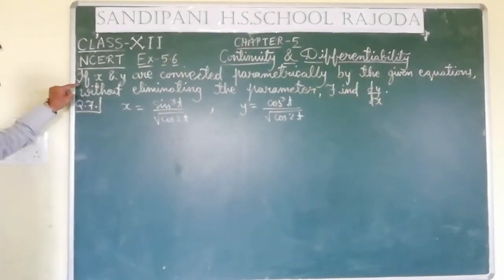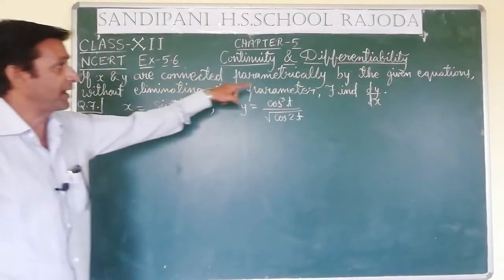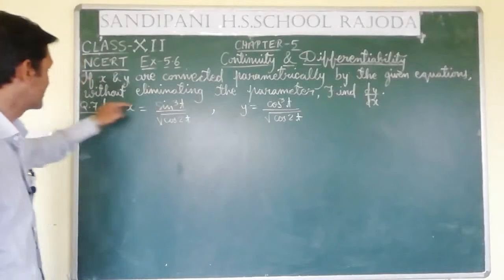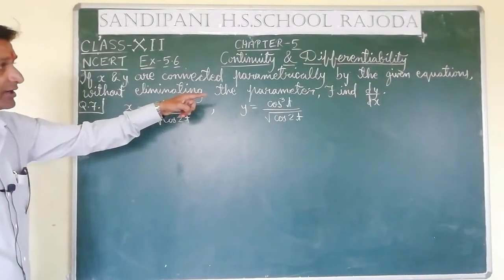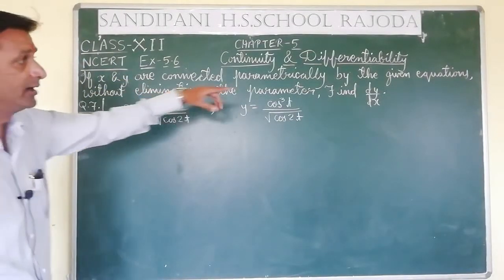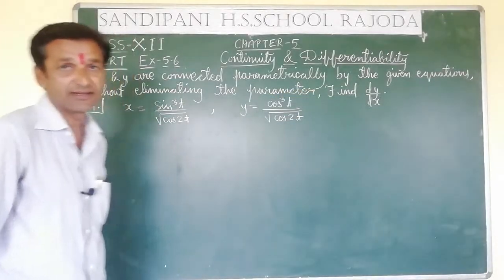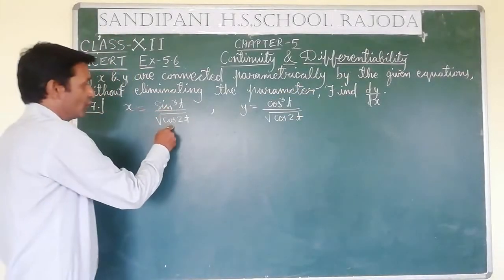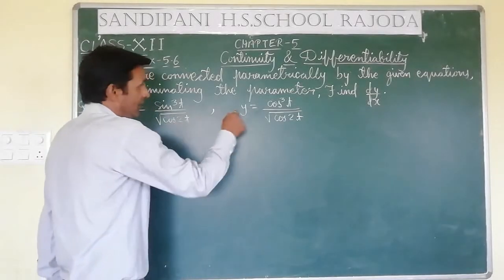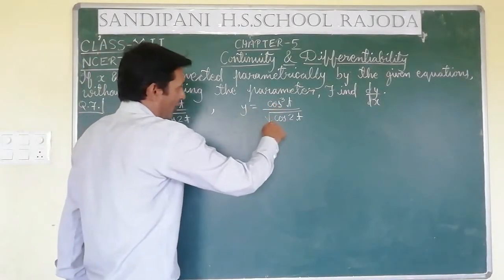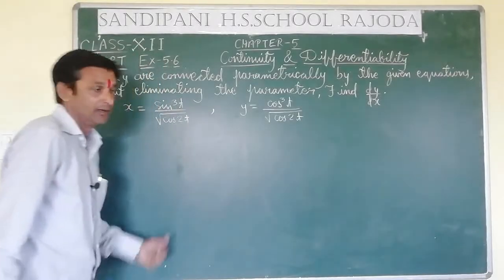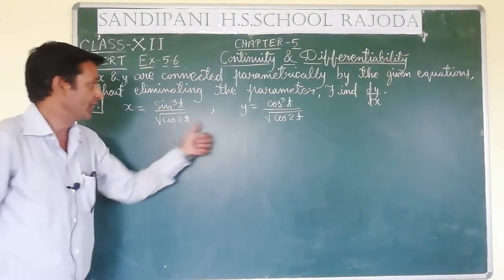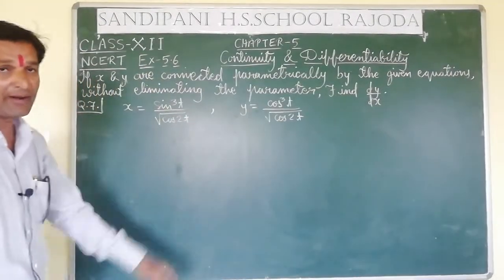Here, if x and y are connected parametrically by the given equations, without eliminating the parameter, we have to find dy by dx. So here x is equal to sin cube t upon root cos 2t and y is equal to cos cube t upon root cos 2t. These are two equations. Here we have to find dy by dx.